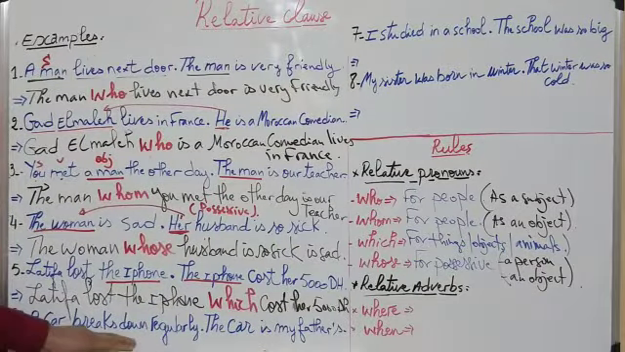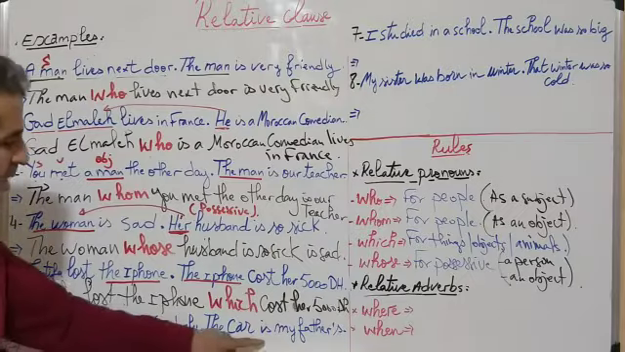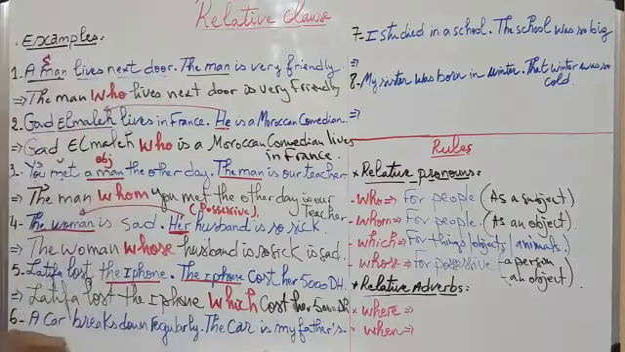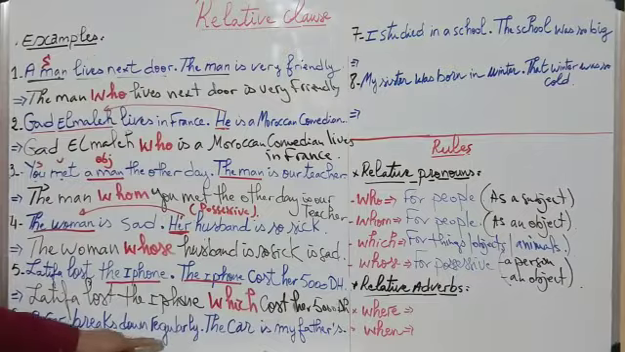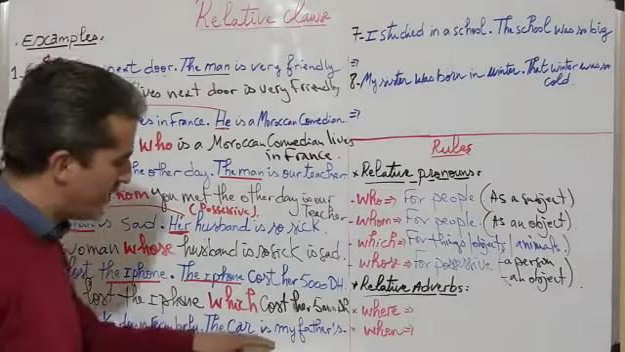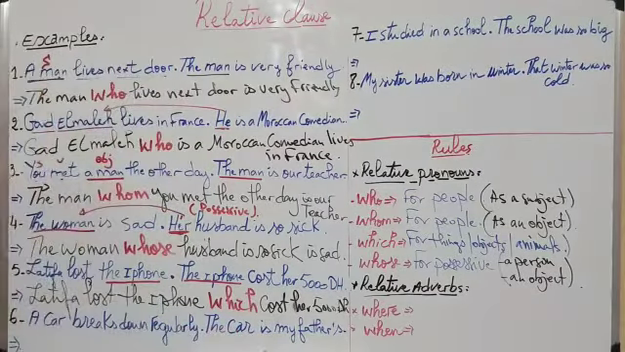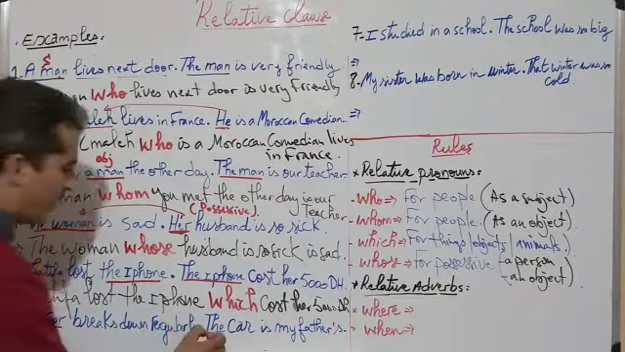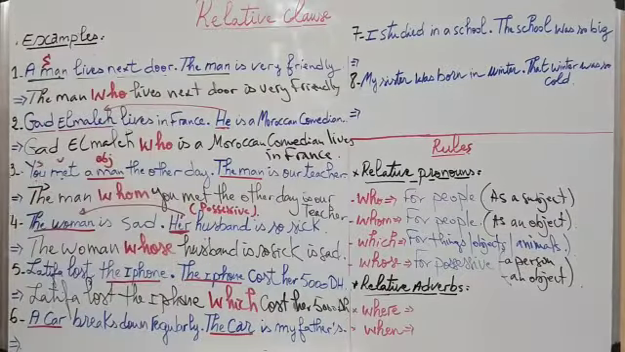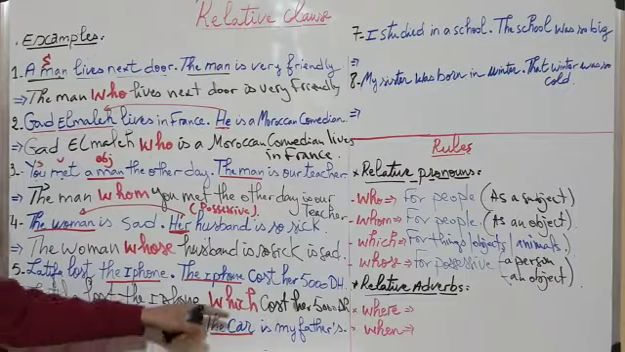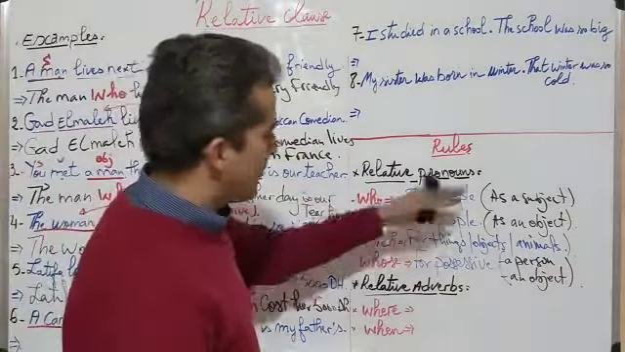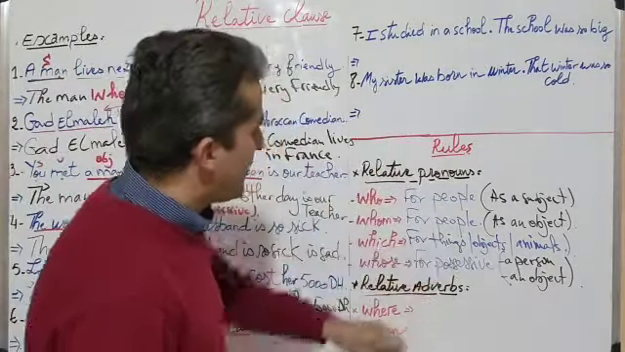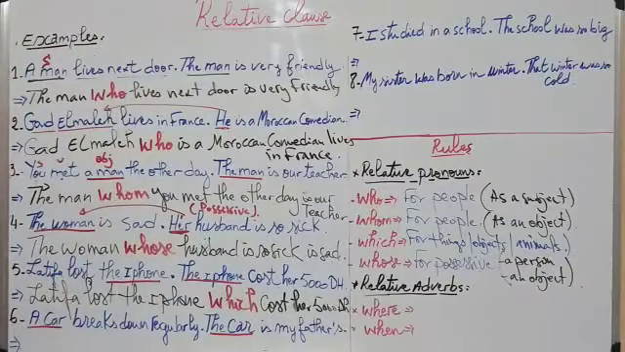A car breaks down regularly. The car is my father's. So the repetition here is what? We have here a car, and we have here the car. So we have the repetition of the word car. Car is not a person, it's a thing. So in this case, we are going to say like what? We start with the car.